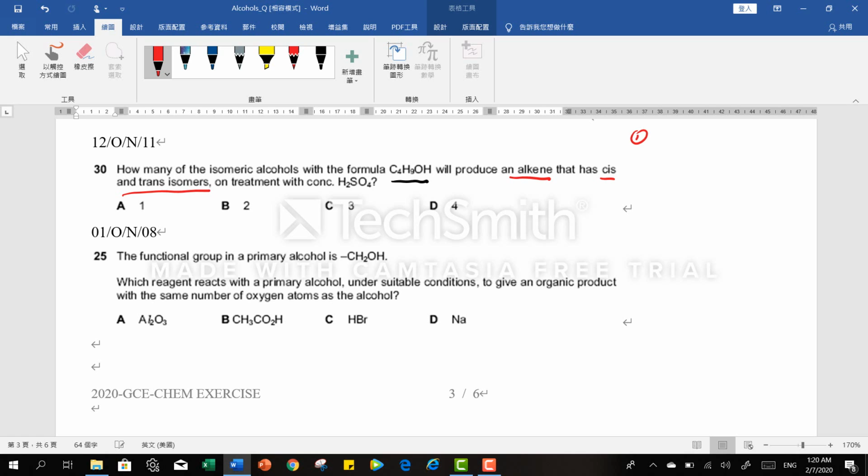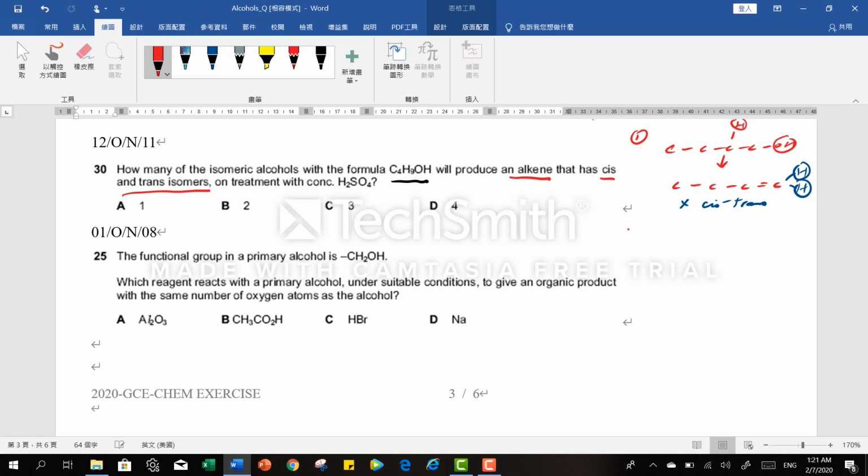So for C4H9OH, we can have 1, 2, 3, 4. This is the first one, alright? When it undergoes dehydration, you will remove the H from here and the OH from here, so it will form this one. Now when you look at this one, you will find that this carbon has 2 H. Since they are the same, it cannot form cis-trans. So this is not the answer, okay?